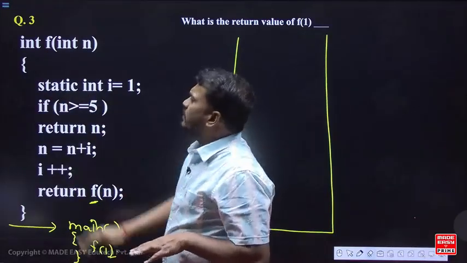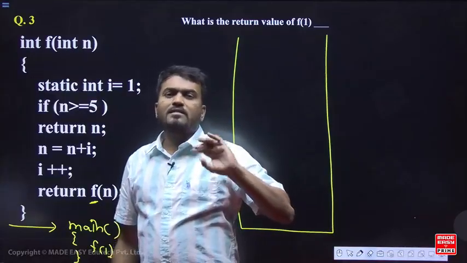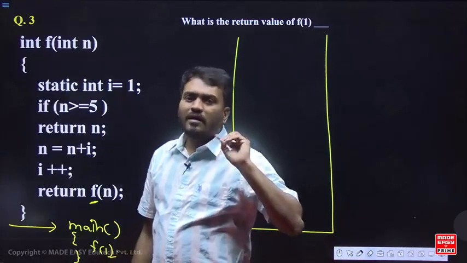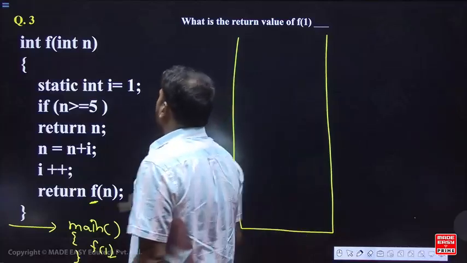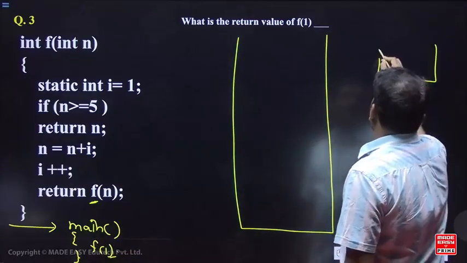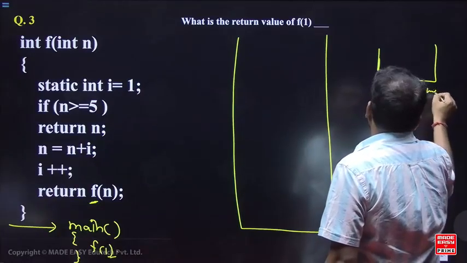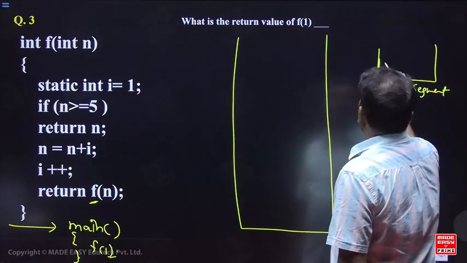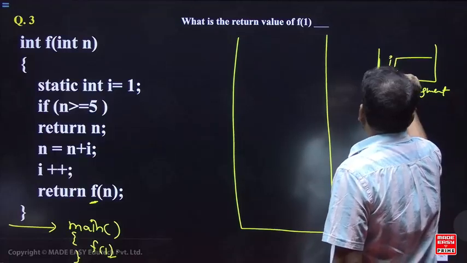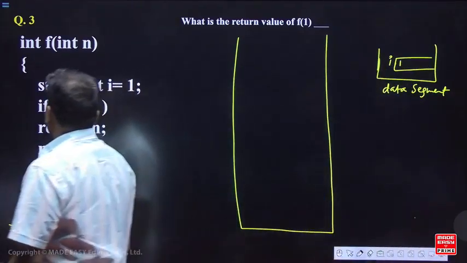When you are executing this program, how are you going to execute? You check at the compile time: is there any static variable or global variable? Yes. Static variable memory is allocated in the data segment. So I am writing the data segment here. What is that? I. So what is the I value here? 1. I value is 1.